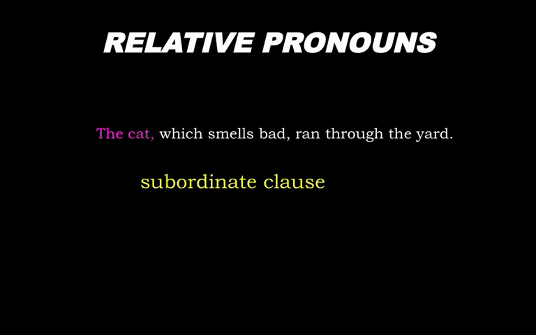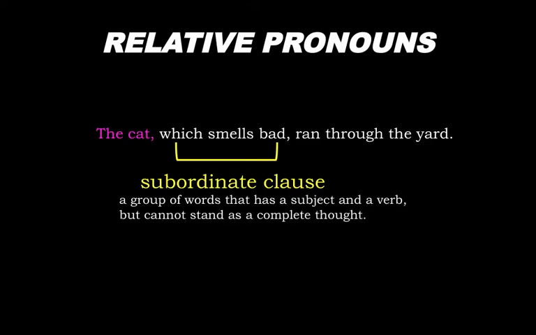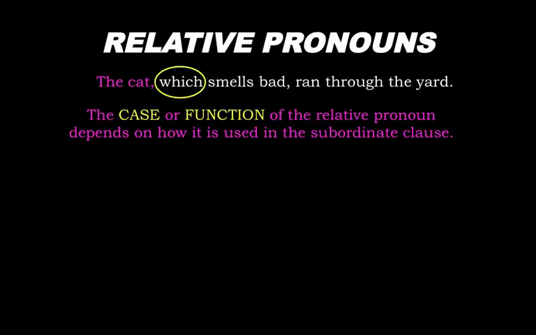Now we also said that a relative pronoun functions to hold itself in as a subordinate clause. Which smells bad is a subordinate clause. It cannot stand alone as a main sentence. And a subordinate clause really is a group of words that have a subject and verb, but can't stand as a complete thought. Which smells bad is not a complete sentence.